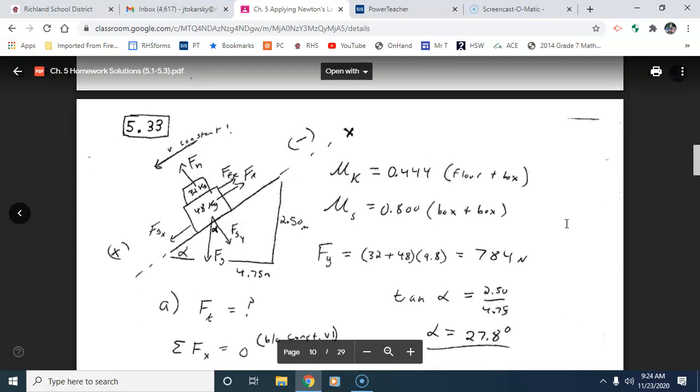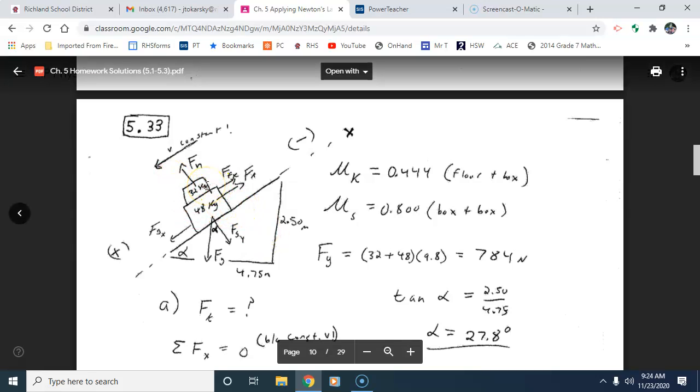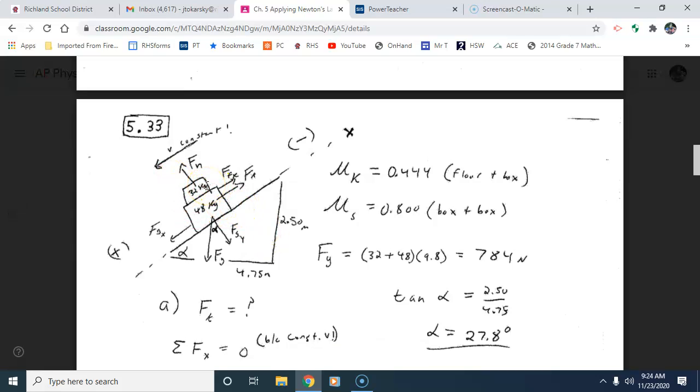Both boxes move together at a constant speed of 15 centimeters per second. The coefficient of kinetic friction between the ramp and the lower box right here is 0.44 because that's sliding. But this one is not sliding on top of the other box, right? Which gives us a coefficient of static friction between the 2 boxes right there of 0.8. What force do you need to exert to accomplish this? What are the magnitude and direction of the frictional force on the upper box? Well, let's first worry about the first question, okay?